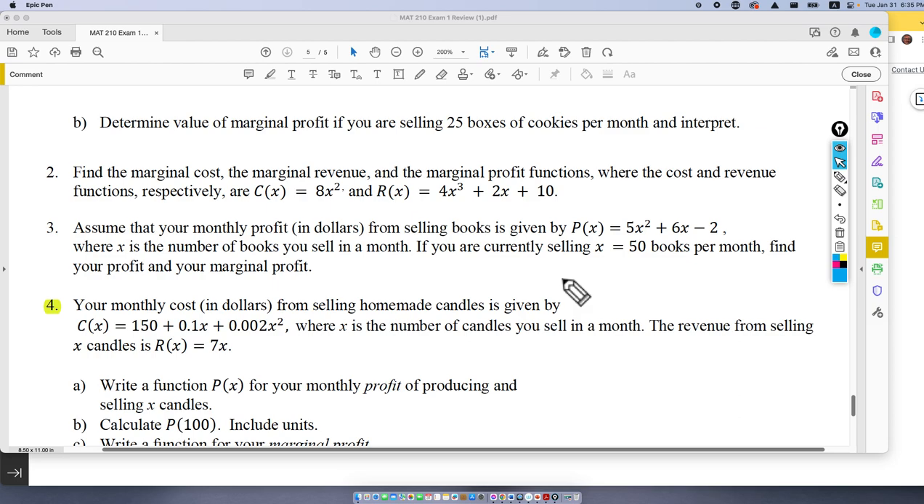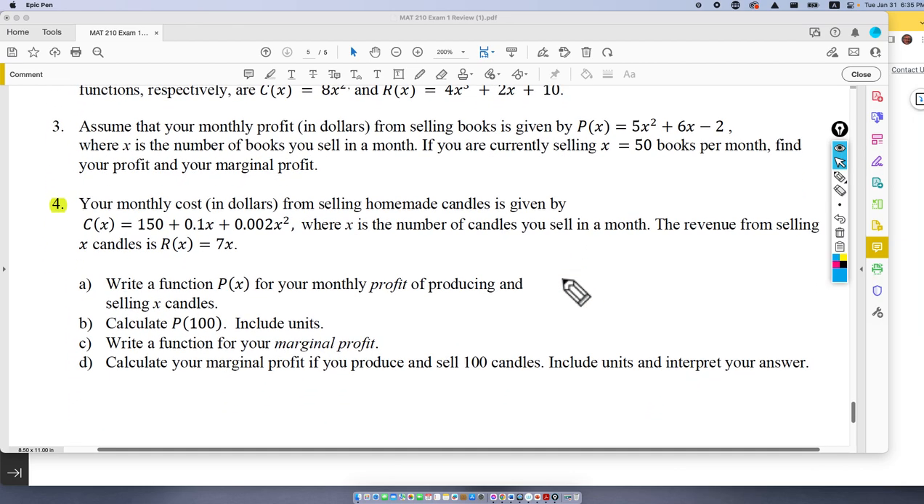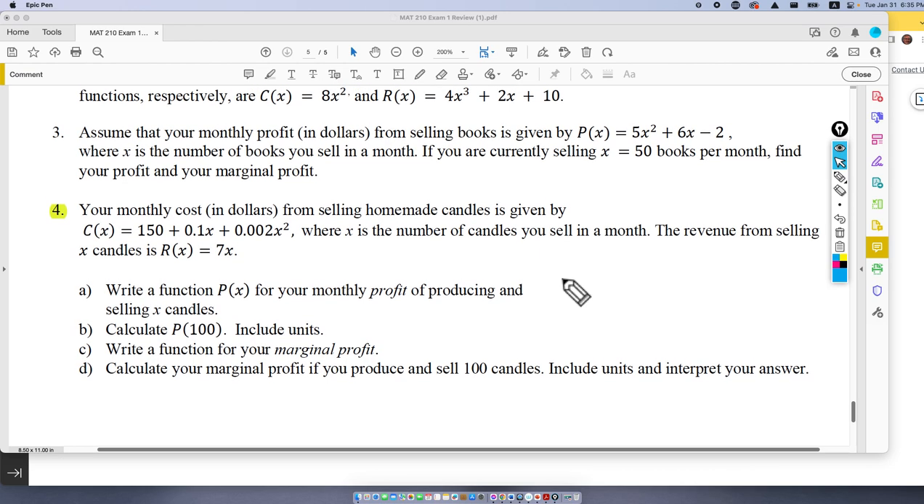What is a marginal profit function? The derivative of the profit function. So marginals are just the first derivative. And yes, we can take more than one derivative, but for this we're not doing it now. Then they want the marginal profit. So once you've got the profit, take its derivative, there's your marginal, and then marginal profit if you sell 100 candles. Remember, what is that marginal giving us? It's giving us what our profit would be on the 101st candle. But we plug in 100, it gives us the next one.